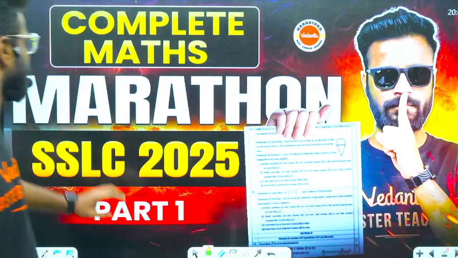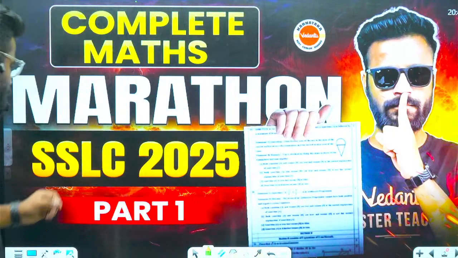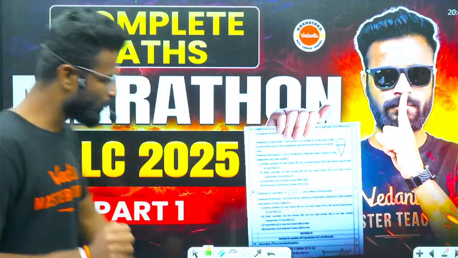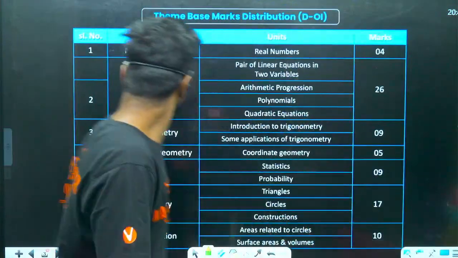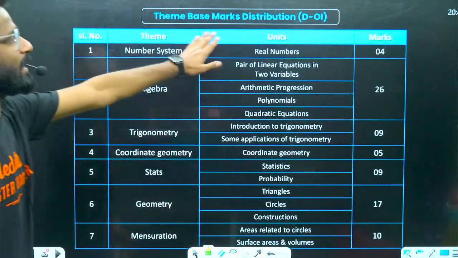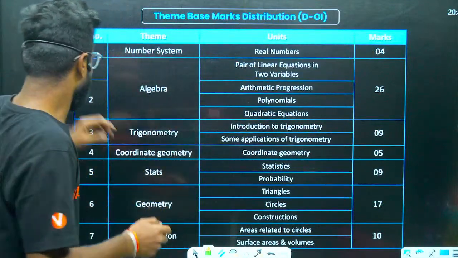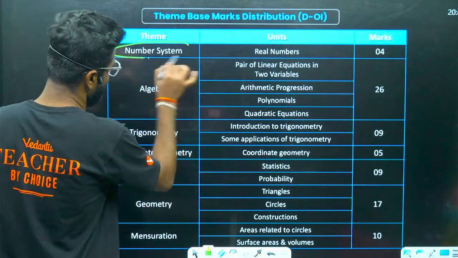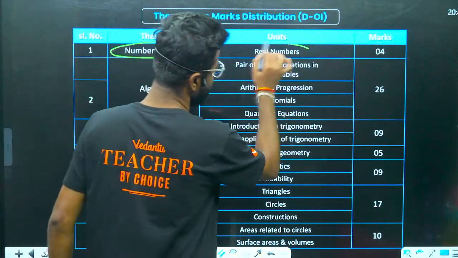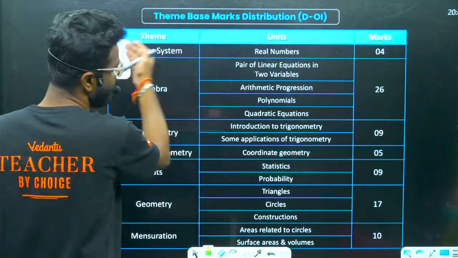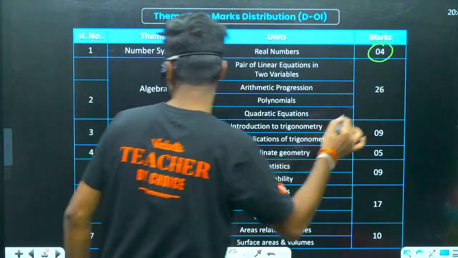Hi. So, start. Here it's the complete maths marathon of SSLC 2025, and it's obviously part 1 as well as part 2. Okay, so let's move. Theme based marks distribution. In this we have the number system. In number system we have a chapter, real numbers, and real numbers is of 4 marks.